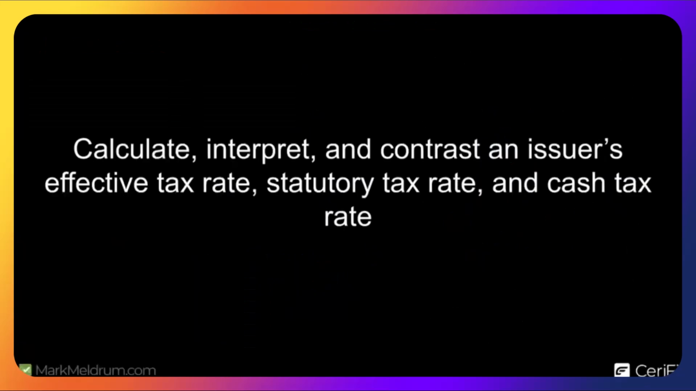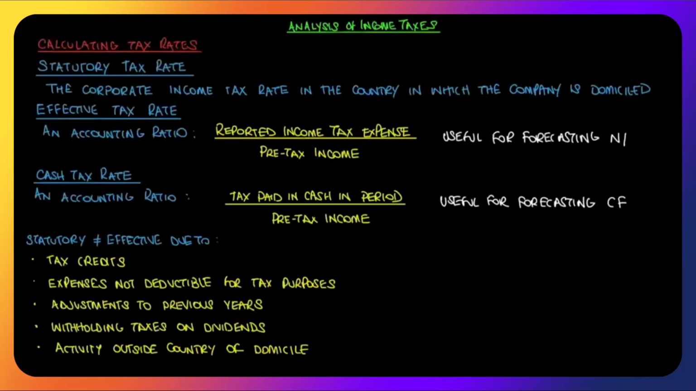Next up, calculate, interpret, and contrast an issuer's effective tax rate, statutory tax rate, and cash tax rate. 3 definitions, let's hit them. First of all, statutory, probably the simplest. The corporate income tax rate in the country in which the company is domiciled. That is your tax rate. If you're in the UK, the UK tax rate is the statutory tax rate.